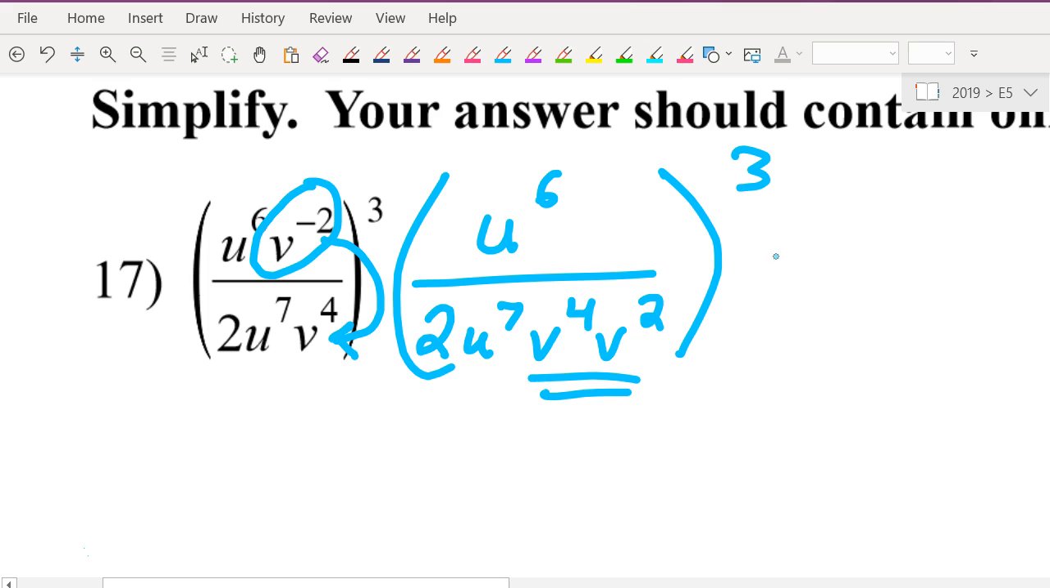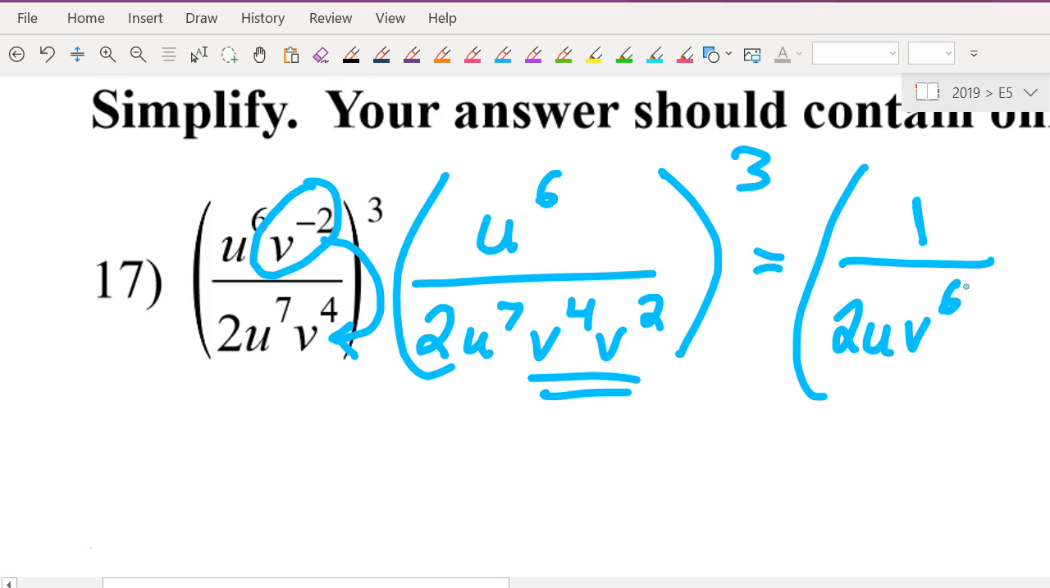All right, so what do we end up with? Then we end up with 2. Oh, because it cancels each other out. It's 1 over, because they all canceled out. Okay, 1 over 2, u, v to the 6th, and then to the 3rd power. Almost done! Now what?